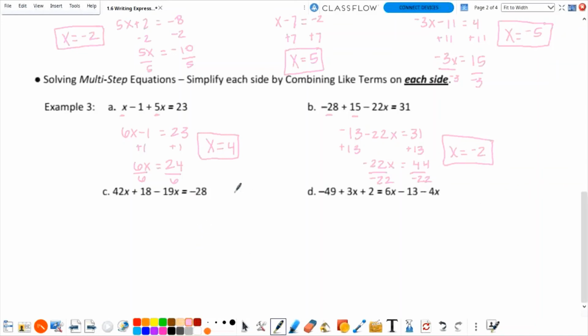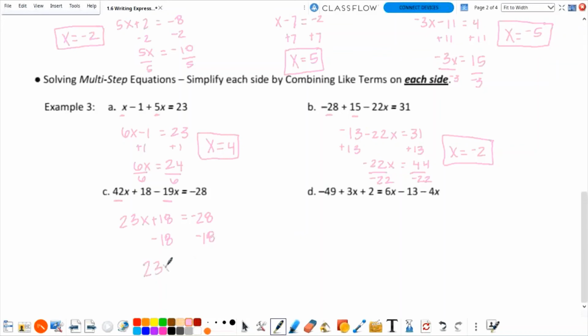All right, we just have a few more problems to make it through. So 42x plus 18 minus 19x equals 28. All right, so we have 42x and negative 19x that are like terms. So 42x minus 19x gives us 23x. So we're going to start by subtracting that 18 from both sides.